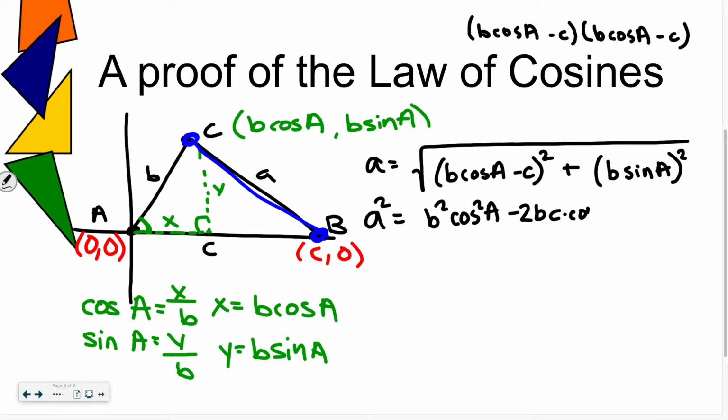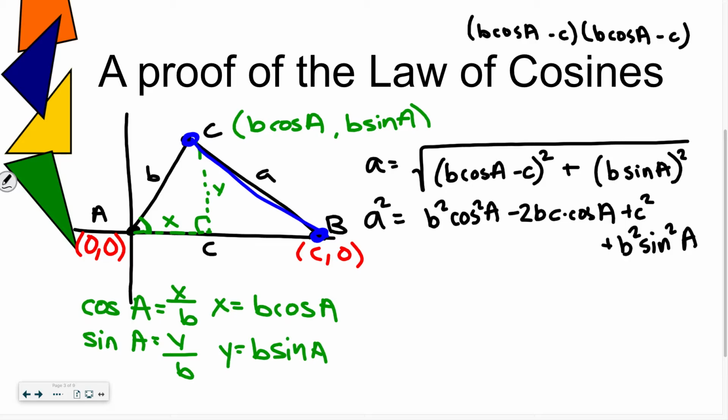bc cosine a. There you go. And then my last term, negative c times negative c, is plus c squared. And I'll just squeeze this here on the bottom. When I square b sine a, I'm going to get b squared sine squared a. So it's just algebra, some ugly things, right?